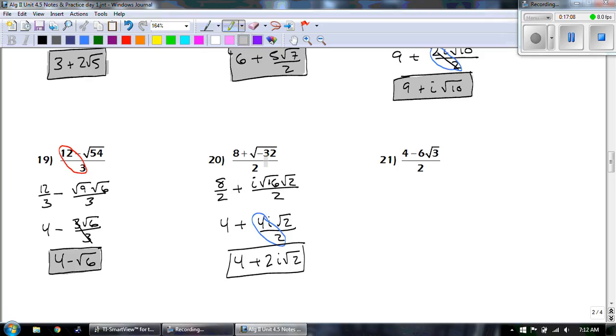All right, last one. Okay, so I can't reduce what's inside because it's square root of 3. So I just have 4 over 2 minus 6 square root 3 divided by 2, and that reduces to 2 minus 6 divided by 2 is 3. And that's it.